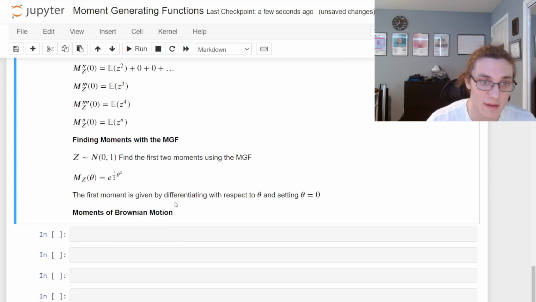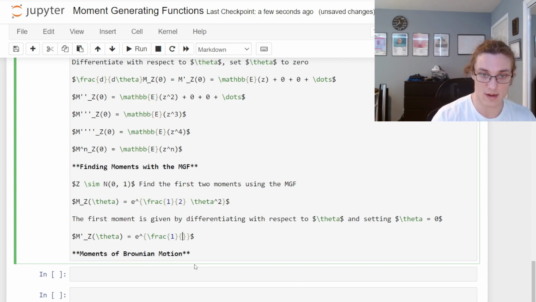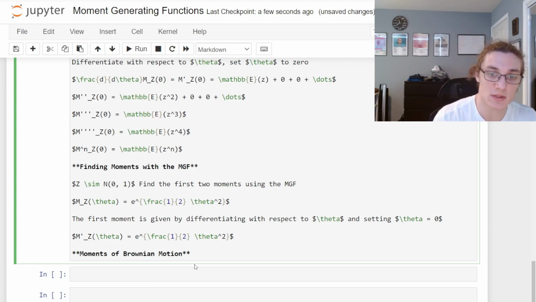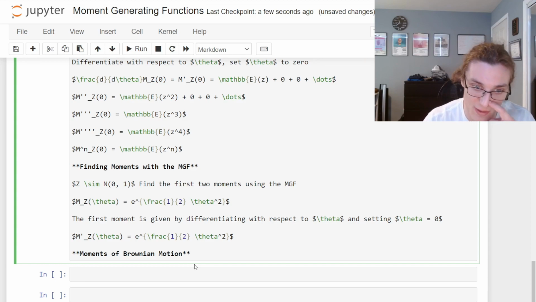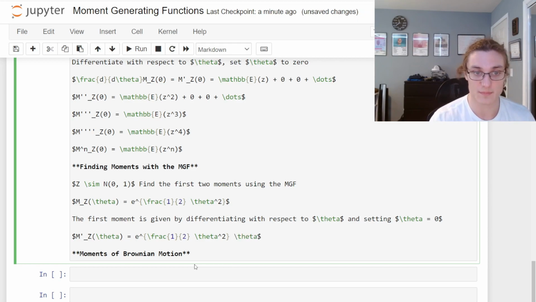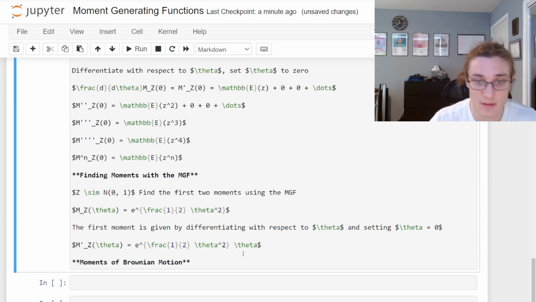So we come on down here, and we're going to differentiate M with respect to theta. So we get M prime z of theta is equal to e to the 1/2 theta squared, right? The derivative of e to the x is e to the x times the chain rule. So we need to differentiate theta squared times 1/2. So theta squared becomes 2 theta times 1/2, which is just going to be theta. Okay, so this is the first derivative here.